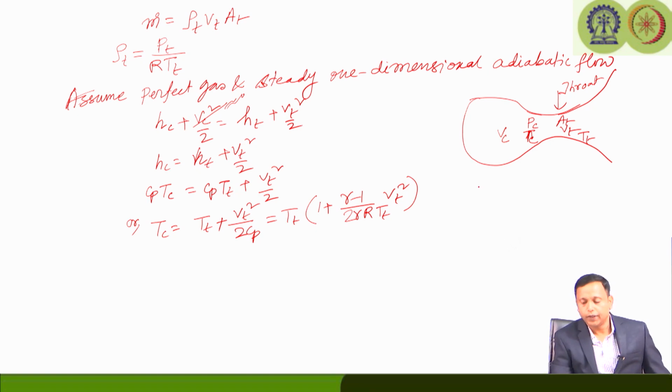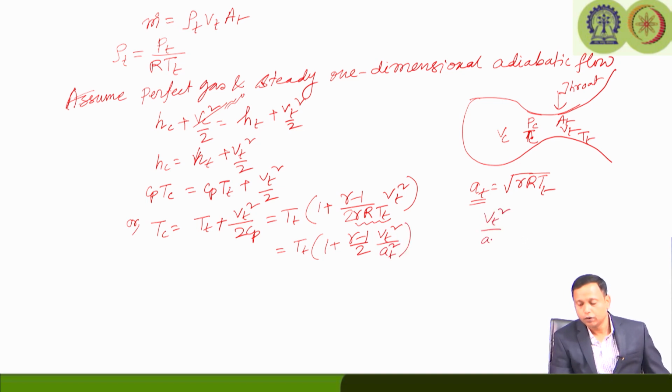Now, we know that the sonic velocity at the throat, A t, is equal to the square root of gamma r T t, so A t square is gamma r T t. So, this will become T t into 1 plus gamma minus 1 by 2 into V t square by A t square. What about this V t square by A t square? It is nothing but the Mach number squared, M t square. So, we can write this as T t into 1 plus gamma minus 1 by 2 into M t square.